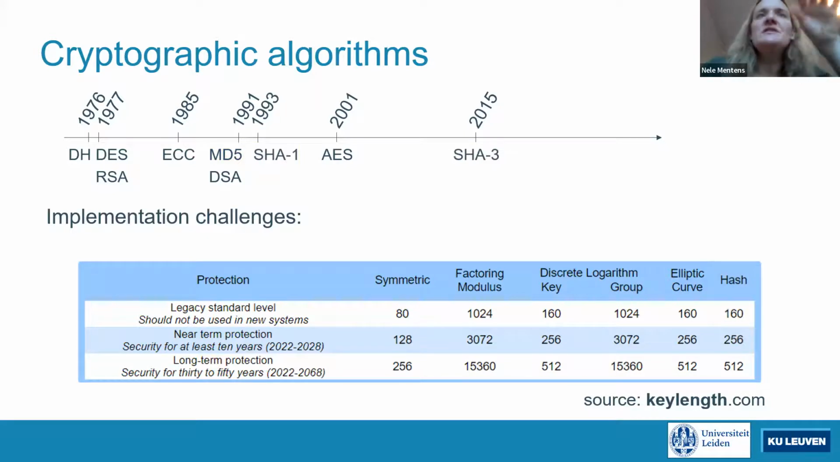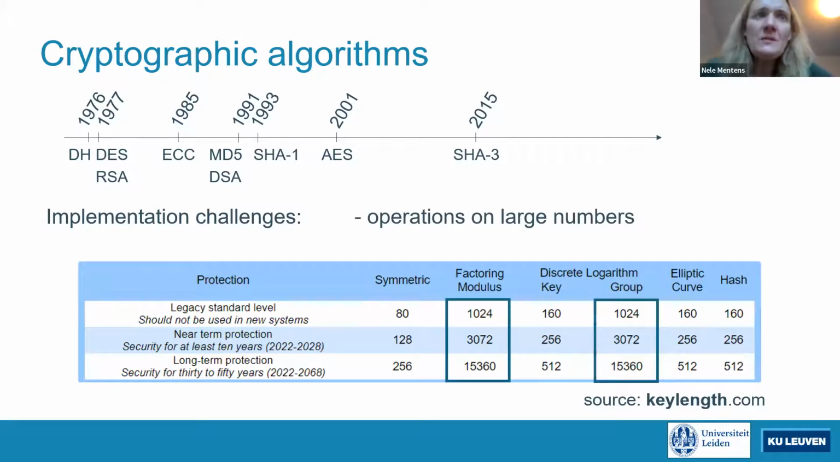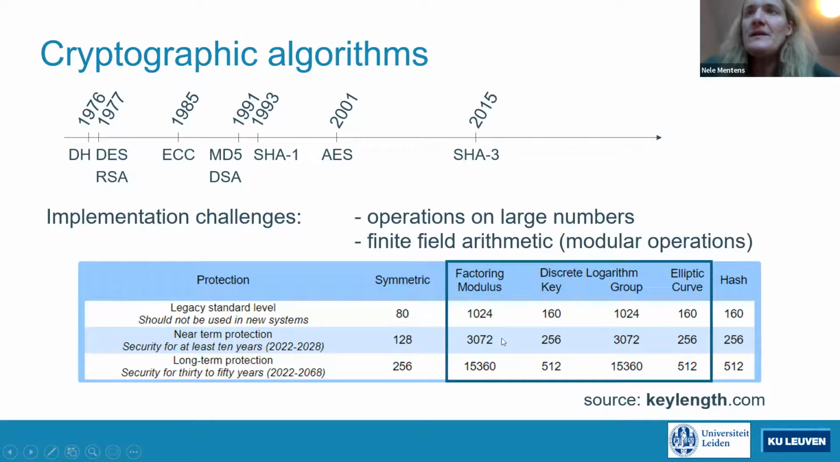When we look at these traditional cryptographic algorithms, what are the challenges for implementing these? First of all, as you can see here, for many of these, we need to do operations on very large numbers. So that's a challenge. Plus also, for many of these algorithms, we need to do finite field arithmetic, so modular operations, which are more complicated than just operations on integers.